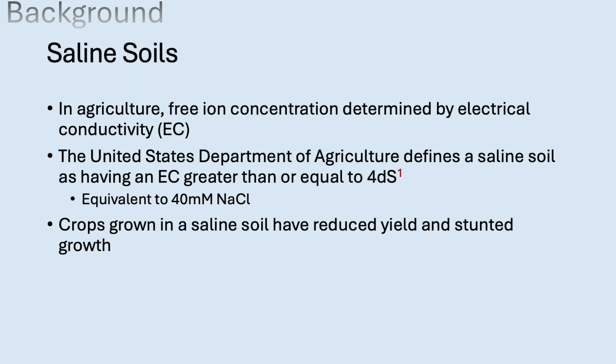I have mentioned salinity. This is the amount of free ions present in the soil or irrigation water. In agriculture, this is measured by electrical conductivity. The USDA defines a saline soil as having free ions exceeding 4 decisiemens. This is the equivalent of about 40 millimolar sodium chloride. A saline soil is a less productive soil, reducing yield and stunting plant growth.